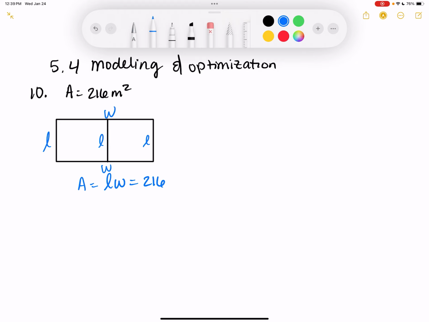The perimeter is going to be 3L plus 2W because we have to also account for this piece here in the middle. So I'm going to get one of these variables by itself. So W is equal to 216 divided by L.